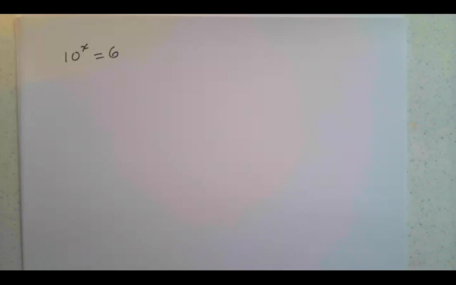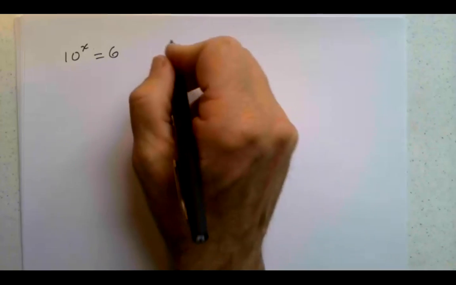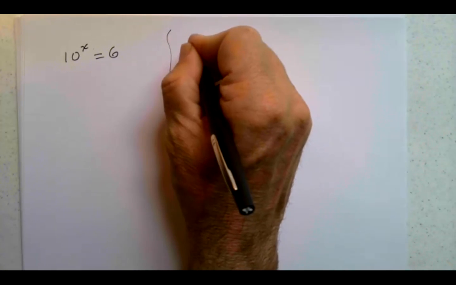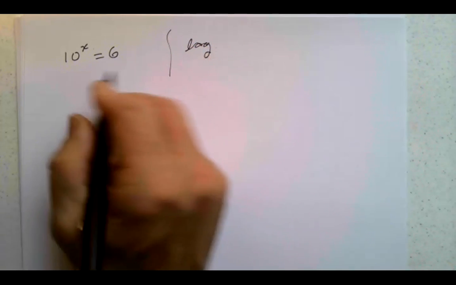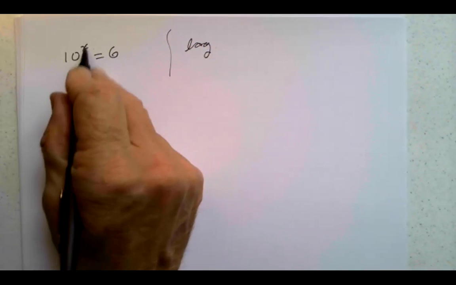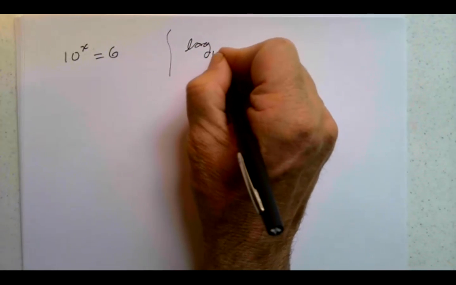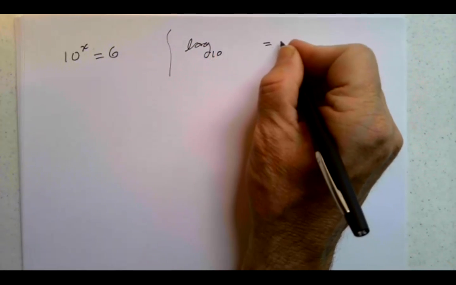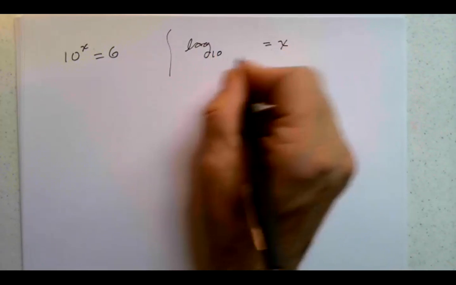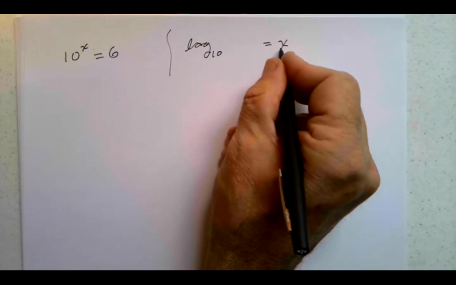Okay, we have 10 to the x equals 6. We want to rewrite this using logs and then solve. So how do I do this? Log base... what is the base? The base of the log is the base of the exponential expression, 10. The exponent goes on the other side. So log base 10 of something equals 6.